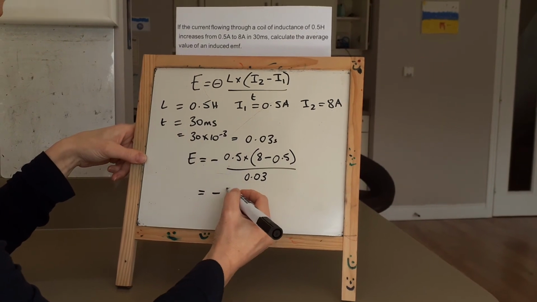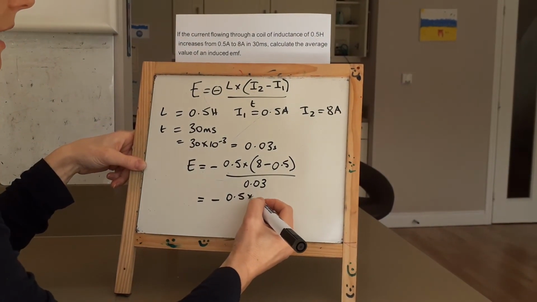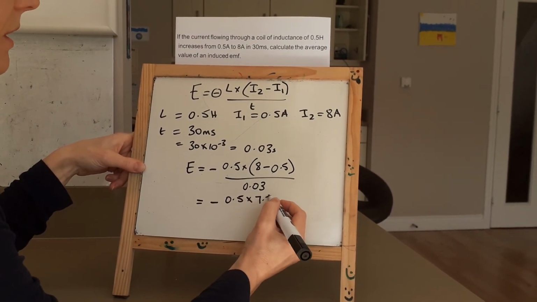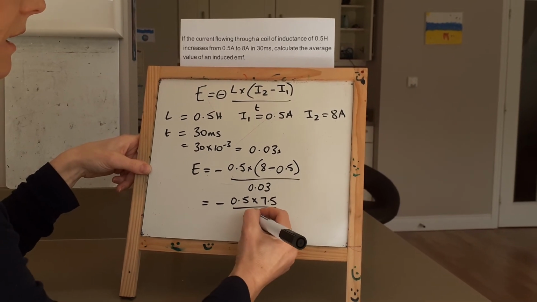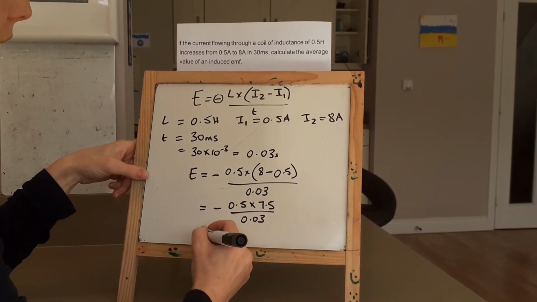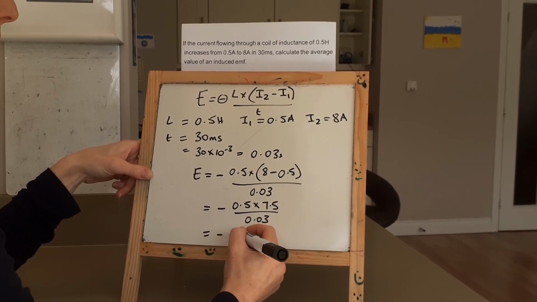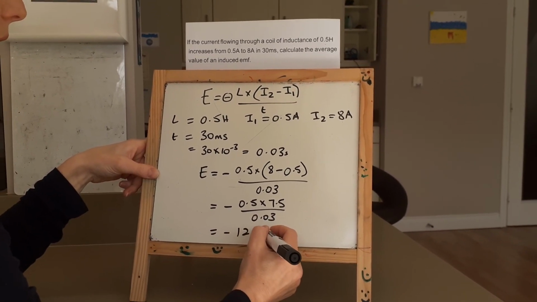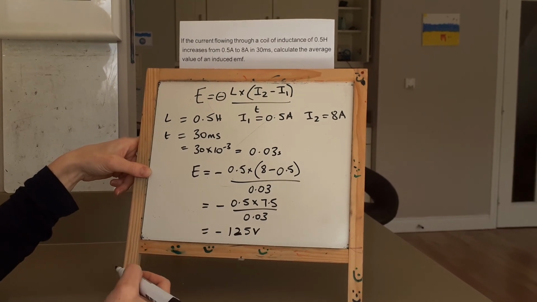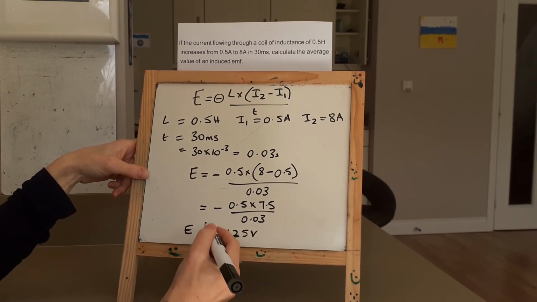Now just to take that a step further, a bit more simplified there. And you can put that all into your calculator, and that will give you an answer of minus 125 volts. And that is your induced EMF.